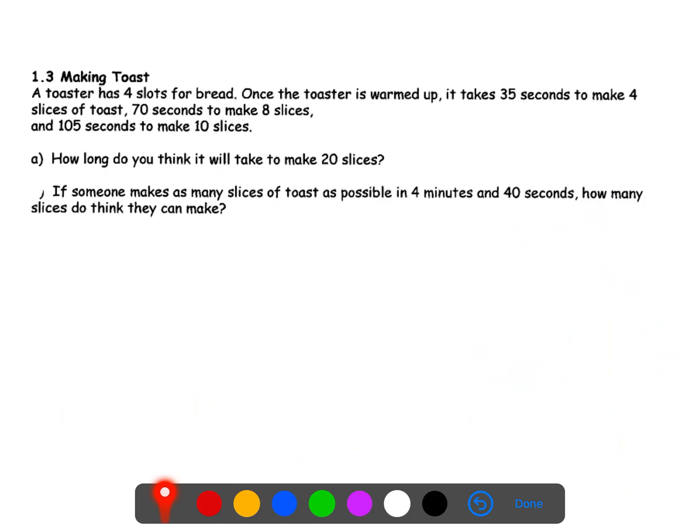Now we're talking about making toast, and a toaster has 4 slots for bread. Once the toaster is warmed up, it takes 35 seconds to make 4 slices of toast. Important information there. 70 seconds for 8 slices of toast, and 105 seconds for 10 slices. How long do you think it would take to make 20 slices? Okay, well, it seems we should be able to look at this as a proportional relationship, but it's kind of tricky how it's actually worked out here.